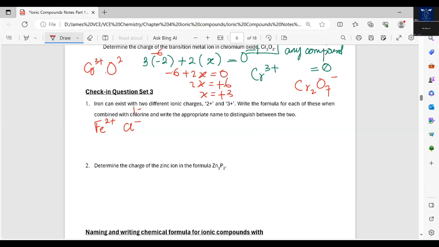If you cross, you will get FeCl2. So this is called iron 2 chloride. We use Roman numerals to represent their respective charge. Okay. Iron 3 chloride: here we have Fe3 plus and Cl minus. If you cross, you will get FeCl3. So this is called iron 3 chloride.